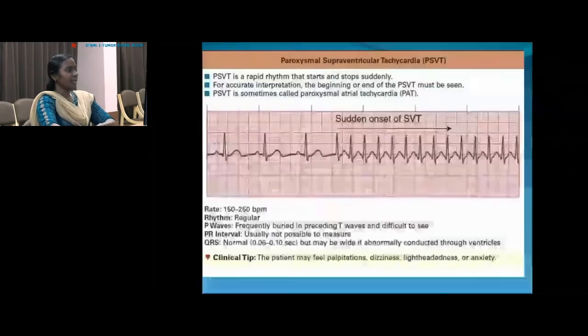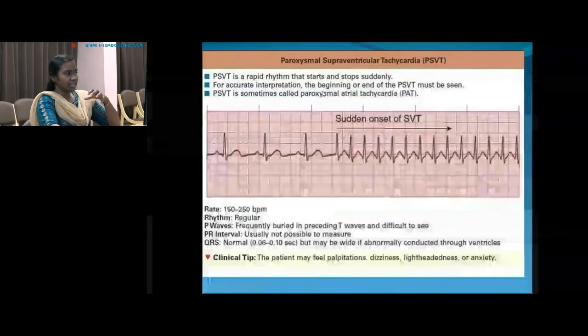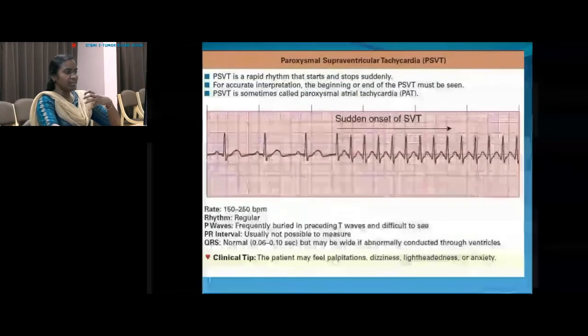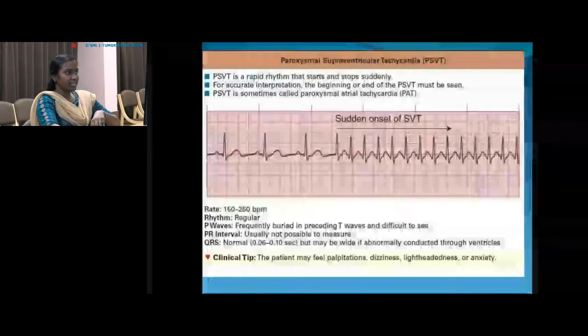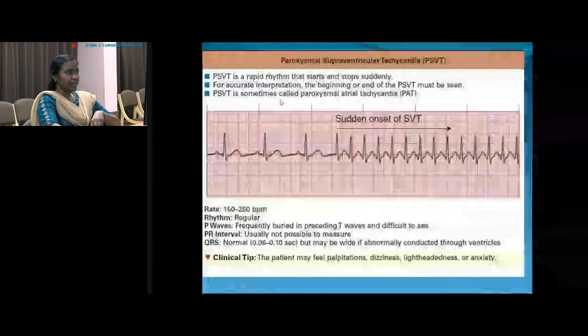And here it is a rapid rhythm. Paroxysmal means a sudden onset. In this picture we could see a normal sinus rhythm strip, and the PSVT will develop with an acute or abrupt onset. It is a rapid rhythm that starts and stops very suddenly, and for accurate interpretation, the beginning and end of the PSVT must be seen. Sometimes we call this paroxysmal atrial tachycardia also.